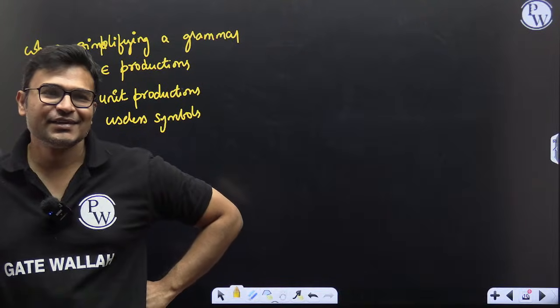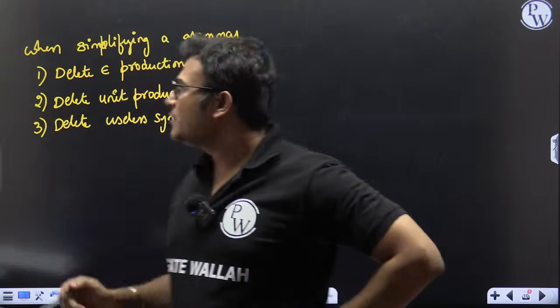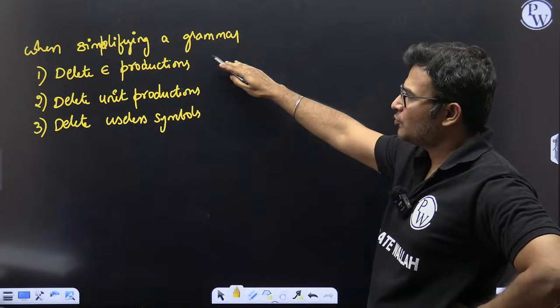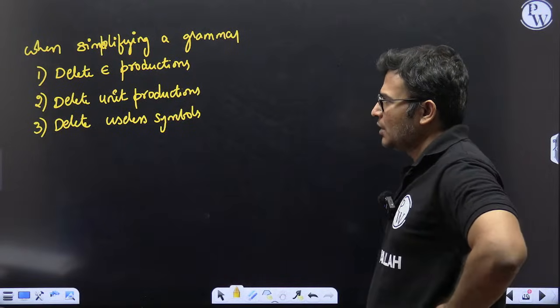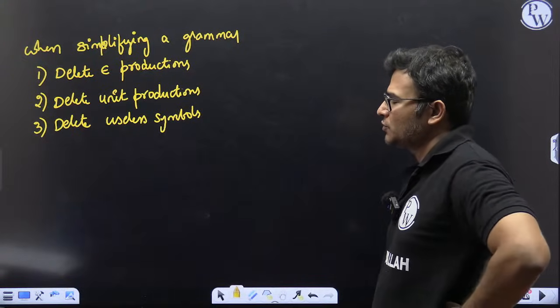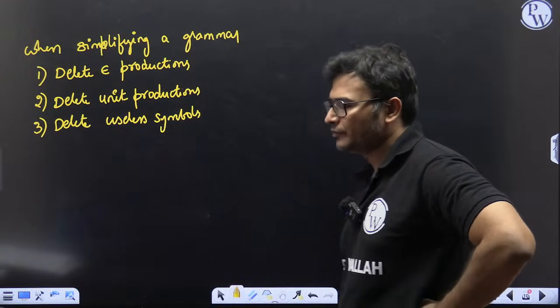So when you delete the epsilon productions, you will get unit productions. That is why first delete the epsilon productions, then unit productions. Now after deleting unit productions, you will get useless productions. So that is why we are following this order.